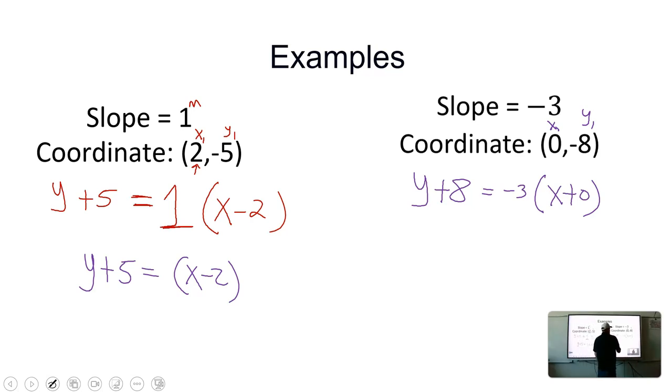So technically this would be correct. If you put this as an answer, you would get it correctly. But the proper way, I guess I should say, would be y plus 8 equals, and then we would just say negative 3x. But you could write it either way, and you would get it correct on your assignment.